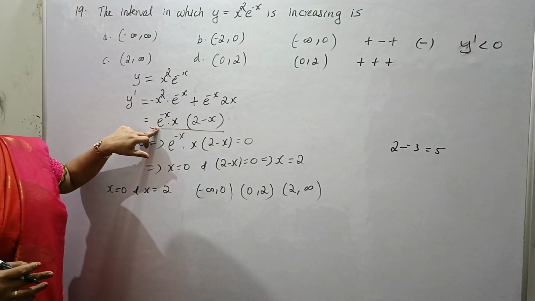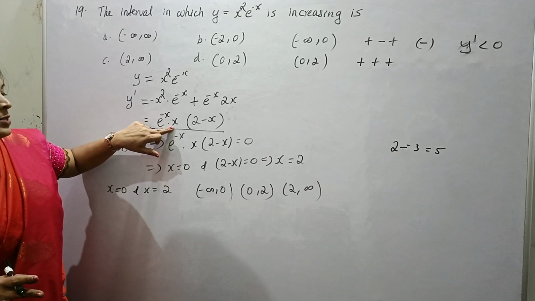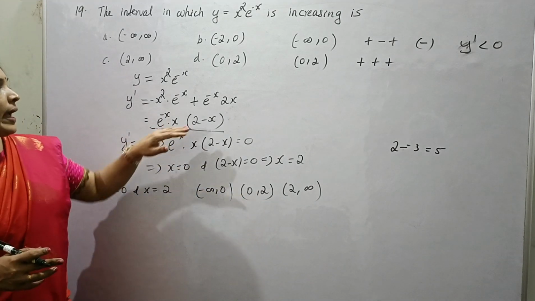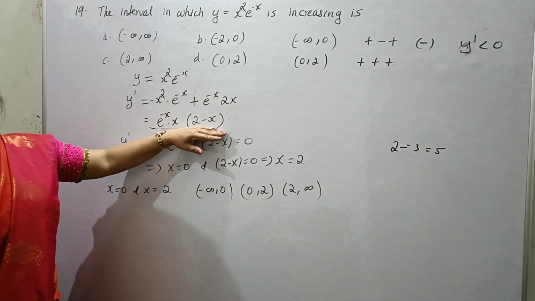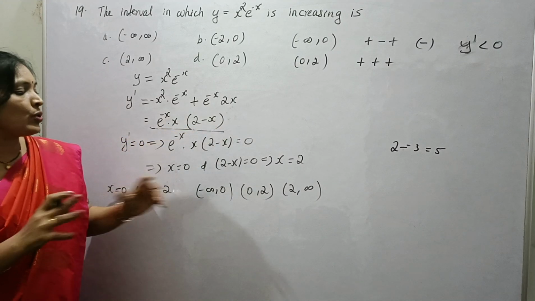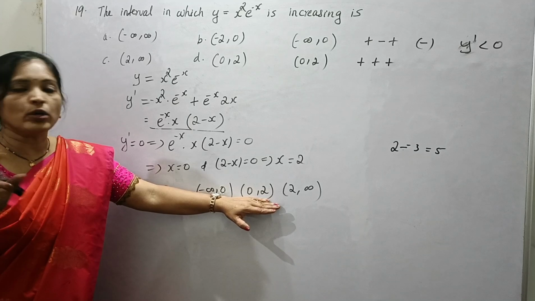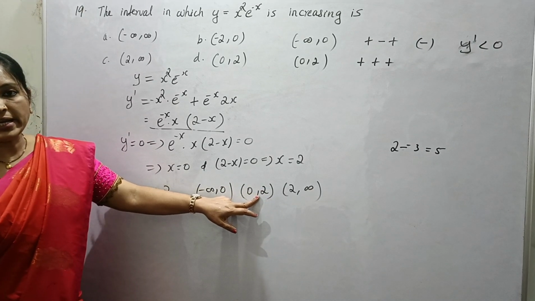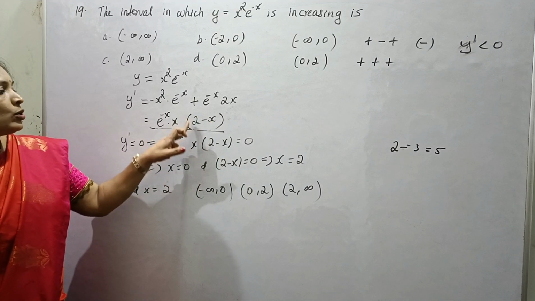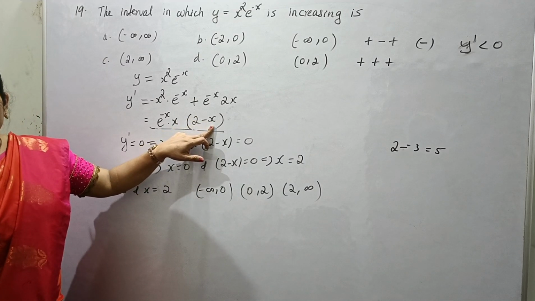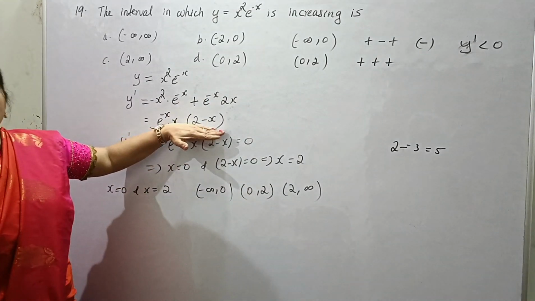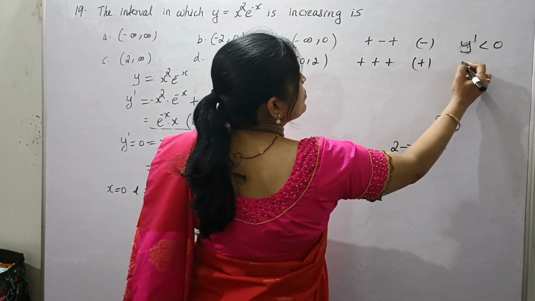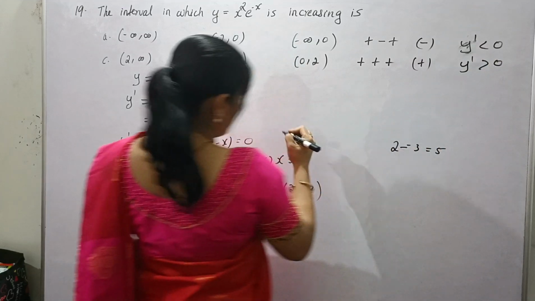Understood? That is, e raised to minus x is always positive, x is positive because all the values between 0 and 2 are positive. And for 2 minus x, if you are confused, just take one value in this interval, between 0 and 2, say 1. Substitute x is equal to 1, 2 minus 1 is 1, which is positive. So all are positive, therefore in total it is positive, so y dash is greater than 0.